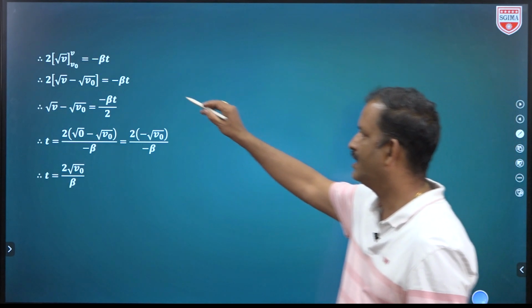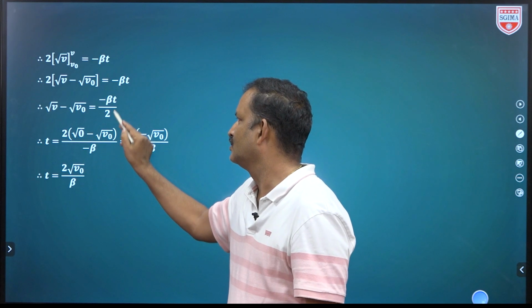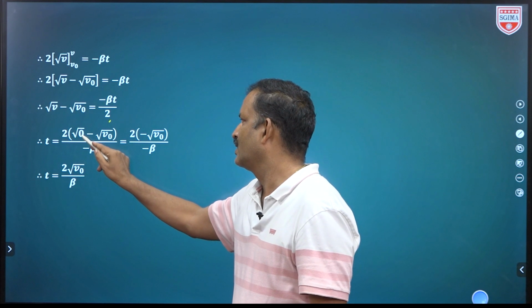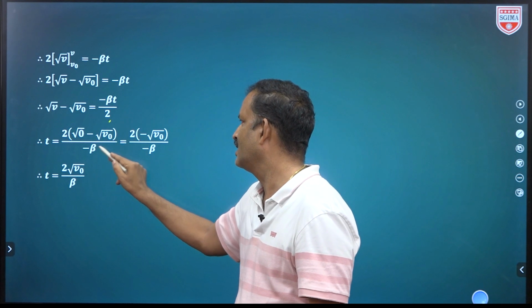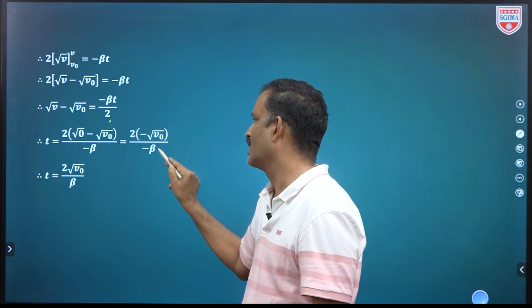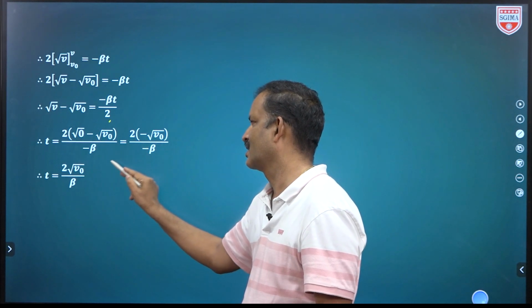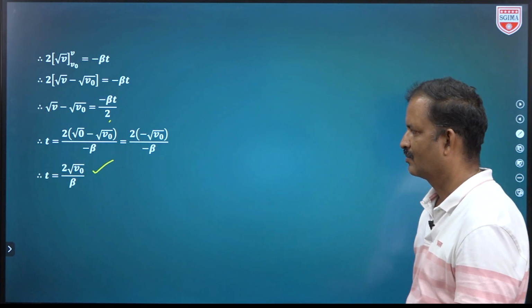So, same thing we did. So, t is equal to 2 root V0 minus root V0 by minus b. So, 2 into 0 minus root V0 by minus b, the minus signs will cancel. Time is equal to 2 root V0 by b.